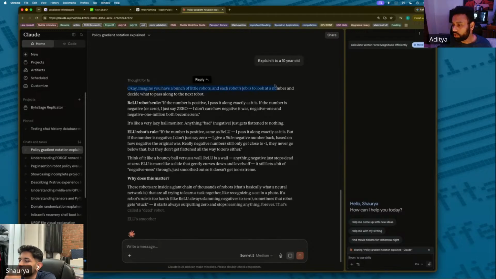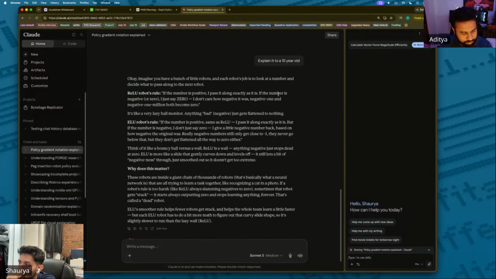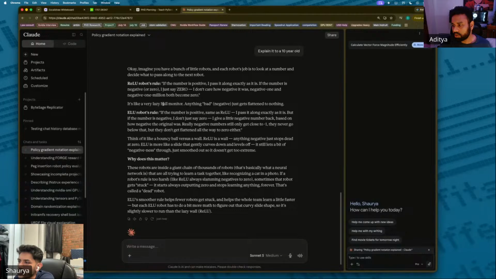Okay, imagine you have a bunch of little robots, and each robot's job is to look at a number and decide what to pass along to the next robot. ReLU robots rule: if the number is positive, I pass it along exactly as it is. If the number is negative or zero, I just say zero. I don't care how negative it was. -1 and -1 million, both are zero. It is like a very lazy hall monitor. Anything negative just gets flattened to nothing.